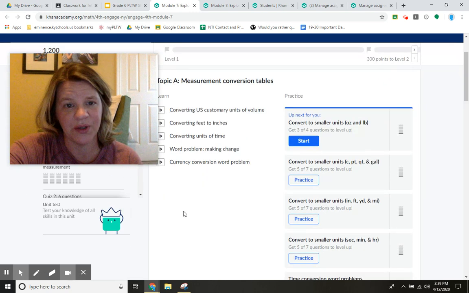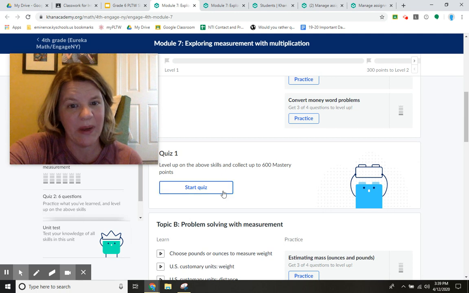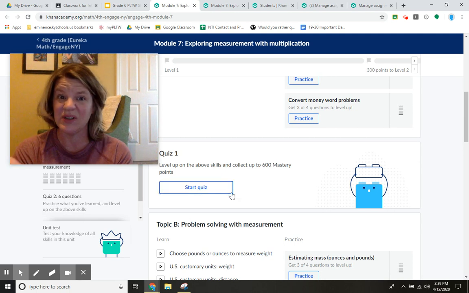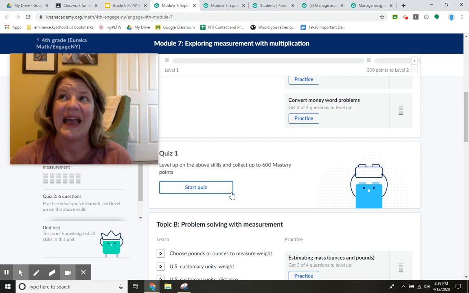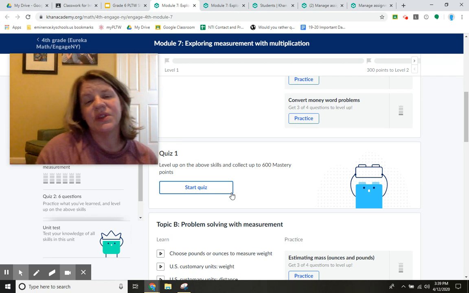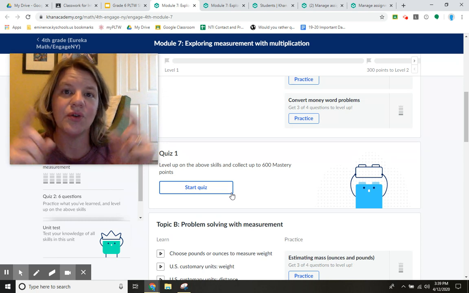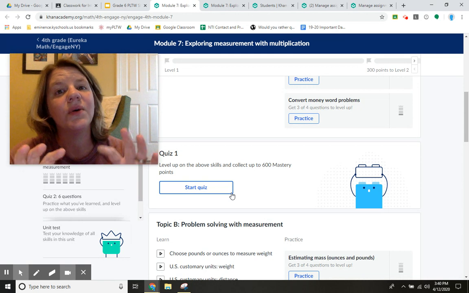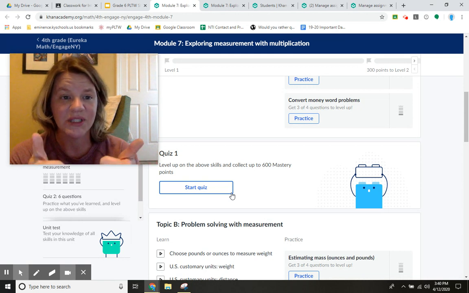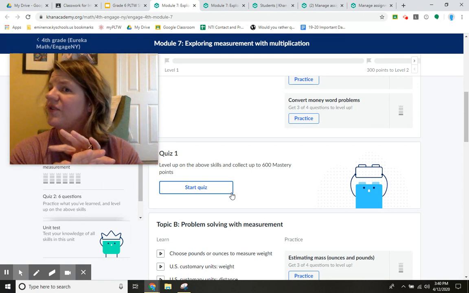And then after each segment there's a quiz. These are also short, usually 7 to 10 questions. I think the unit test at the end is 12 questions. So this isn't throwing work at you, but what I like about this is it grades it immediately. So you know exactly, immediately, if you understand it and you're good, or if you don't understand it.